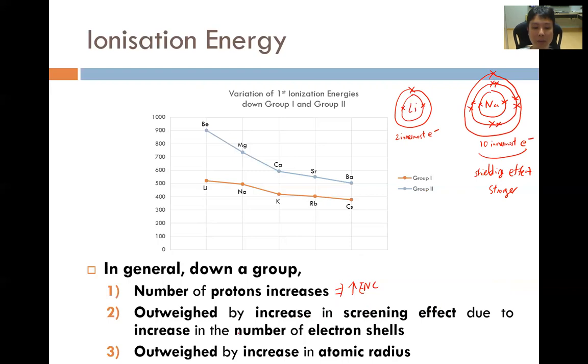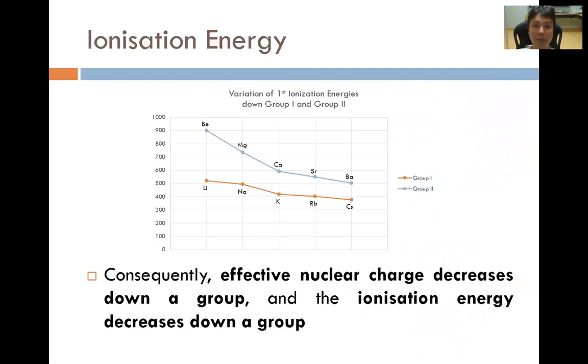and this will result in a decrease in the effective nuclear charge. Moreover, when you go down the group, the distance between the nucleus and the valence electron also increases, and this will result in a decrease in the effective nuclear charge. Summarizing these three factors, with one factor increasing the effective nuclear charge and two factors decreasing the effective nuclear charge, the overall effect is that the effective nuclear charge decreases down a group.